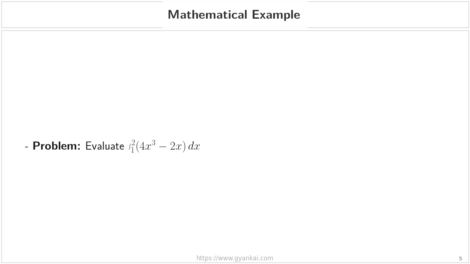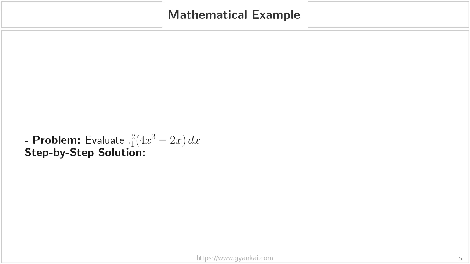Okay, let's work through another example to solidify our understanding of evaluating definite integrals using antiderivatives. This one is a bit more involved, combining multiple terms. Here's the problem. We need to evaluate the definite integral of 4x cubed minus 2x with the limits of integration from 1 to 2. Now, let's follow the steps we just discussed.